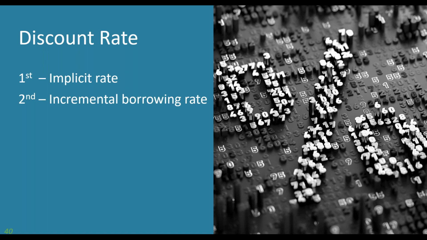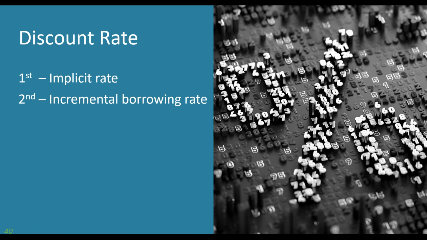And the first choice is the implicit rate in the lease. It might be actually stated and explicit, or you might have a cash selling price and you know what your lease payments are, and you can do the math to come up with your implicit rate. Then the next choice would be the incremental borrowing rate.